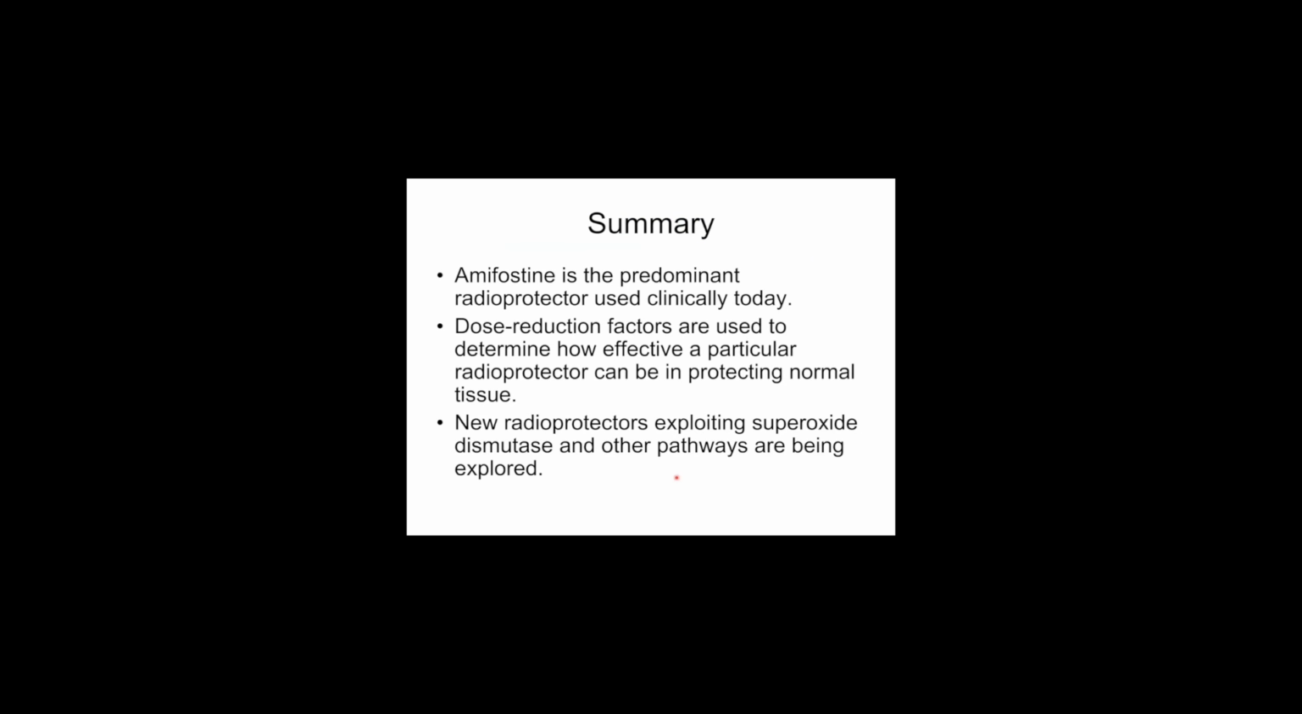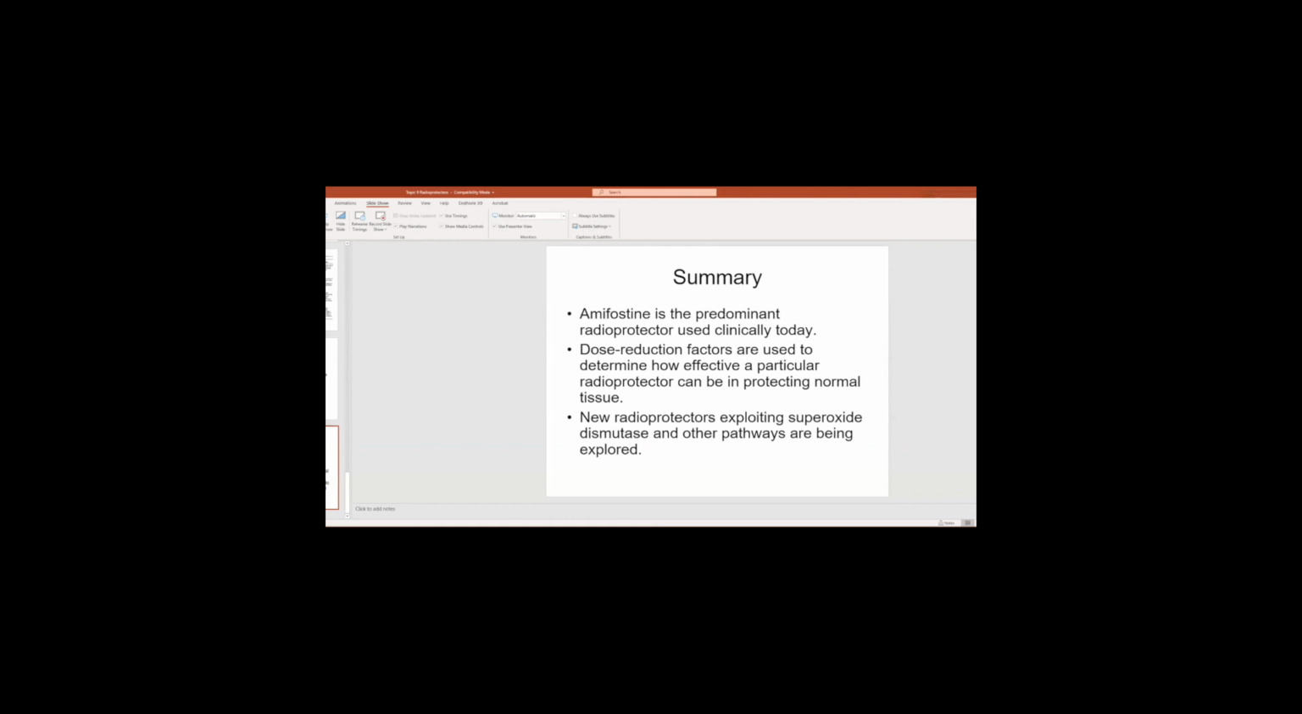So, summary: amifostine is the most important radioprotector used clinically today. The dose reduction factors are often used to determine how effective a radioprotector can be, and new radioprotectors exploiting superoxide dismutase and other pathways are being explored, but we really aren't there with any of those yet.